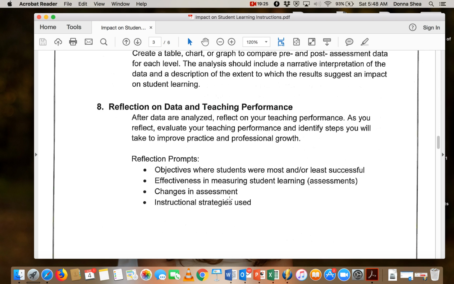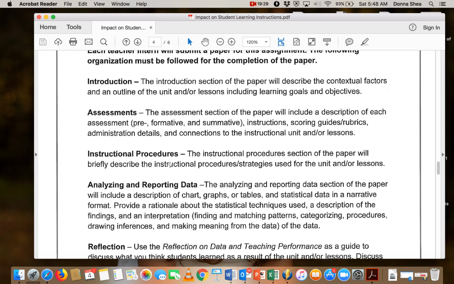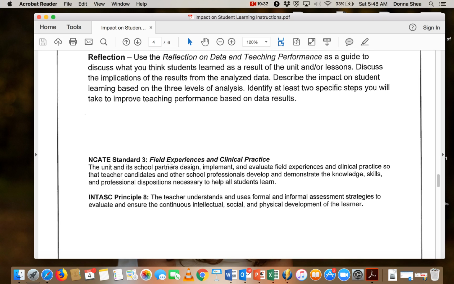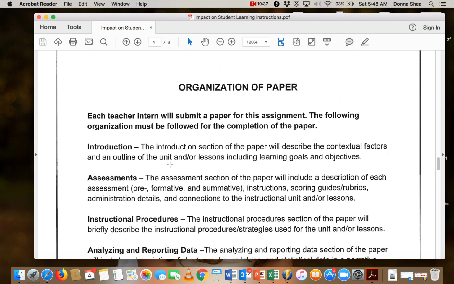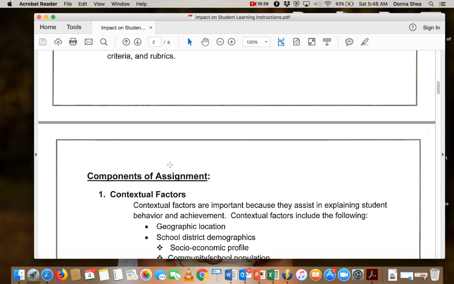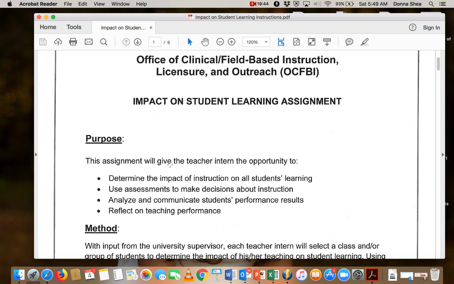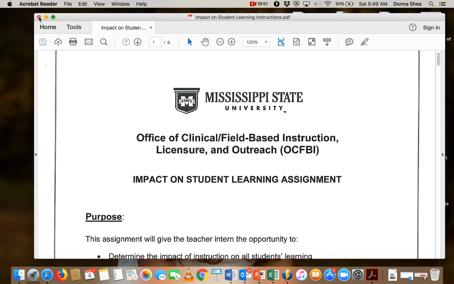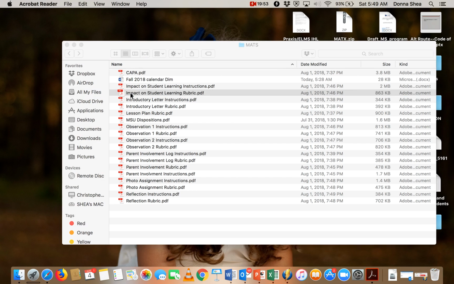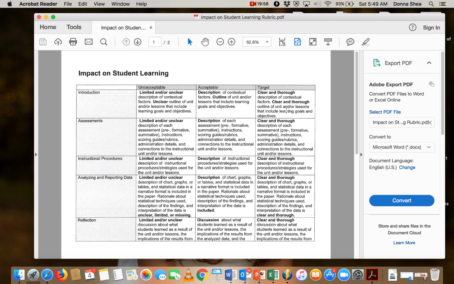Then you're going to reflect. The paper is organized in this way. You just really follow the directions. Most of the time this ends up being, because you're going to have charts and graphs and the contextual data at the beginning, you're going to have actual examples of assessments that you use. You're going to have some student work samples. So it usually ends up being 15 to 20 pages long. And the impact on student learning rubric is given. So you're going to make sure that you write to the target.